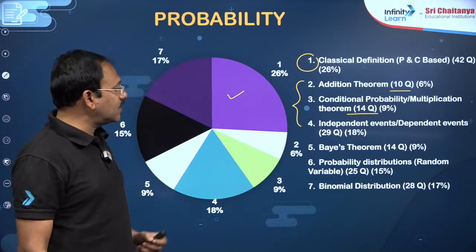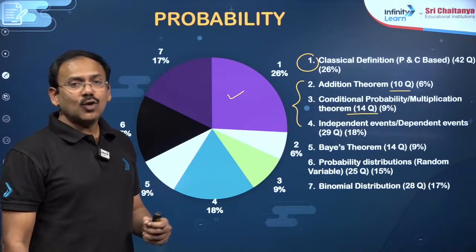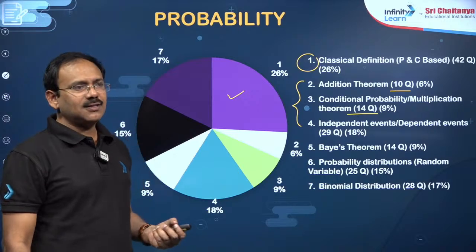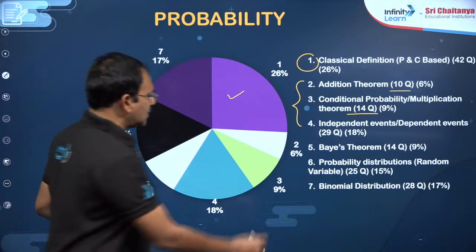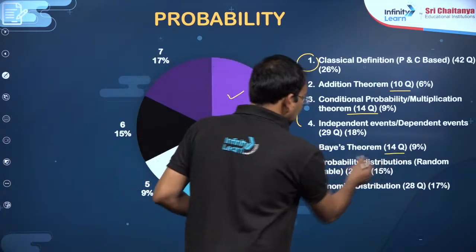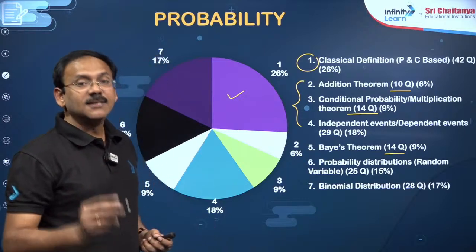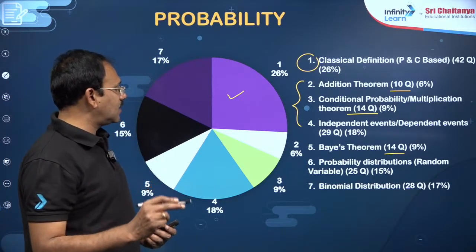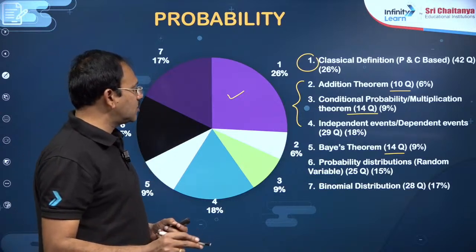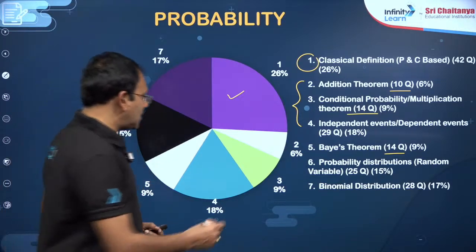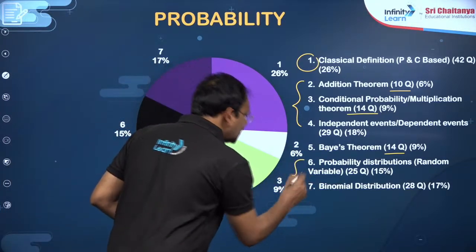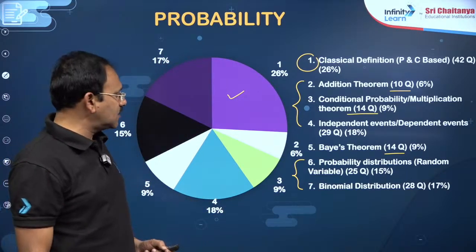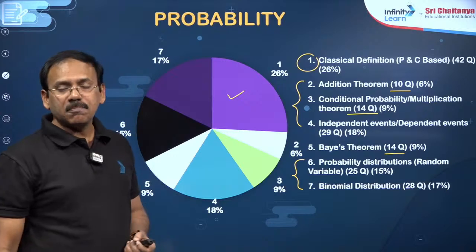The next important one is Bayes theorem. Total probability theorem and Bayes theorem, we can say almost together, dear students. You can say 14 questions on this. Then the interesting point is probability distributions, 15%, and binomial distribution, 17%. You see here, so easy a part it is. These two together, very easy part, you can say almost 32%.